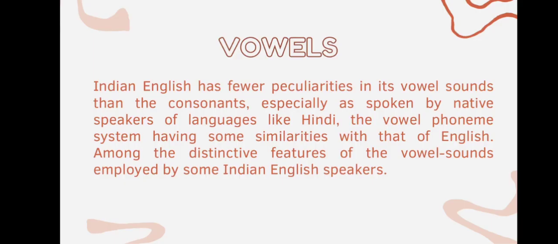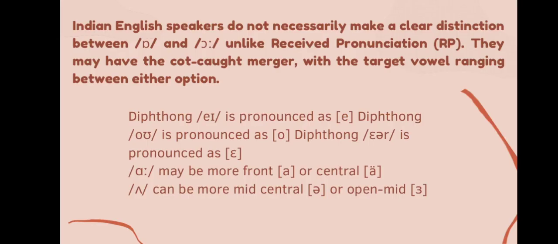Next one is the vowels in Indian English. Indian English has fewer peculiarities in its vowel sounds than the consonants, especially as spoken by native speakers of languages like Hindi, the vowel phoneme system having some similarities with that of English. Among the distinctive features of the vowel sounds employed by some Indian English speakers, Indian English speakers do not necessarily make a clear distinction between A and C.